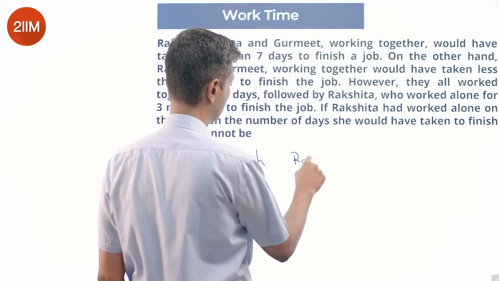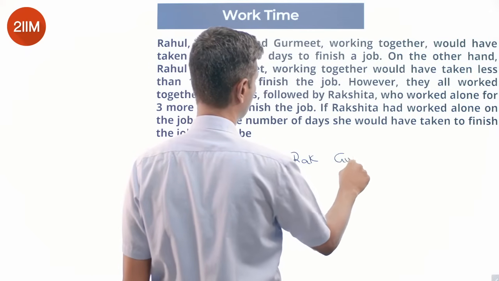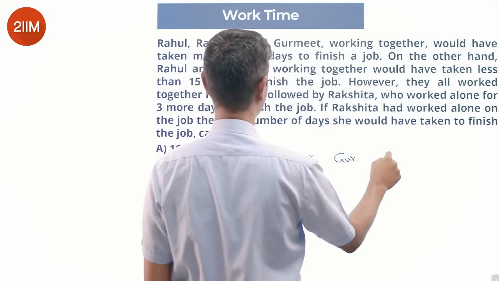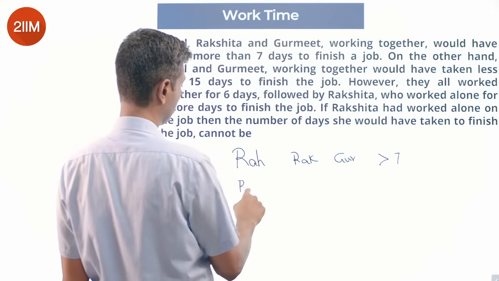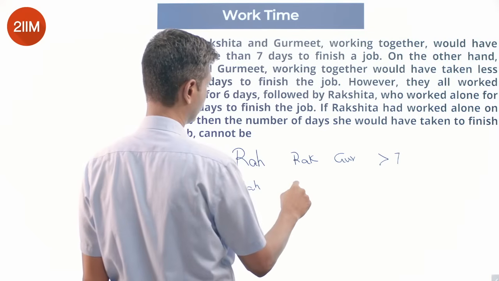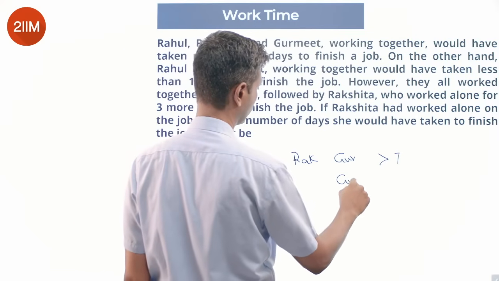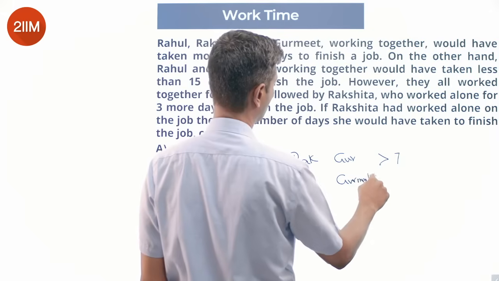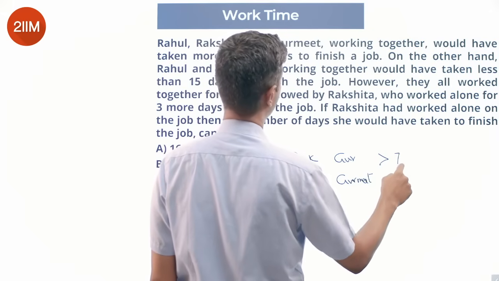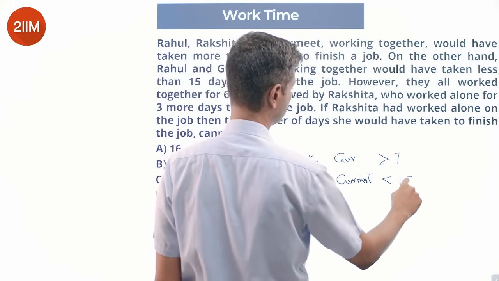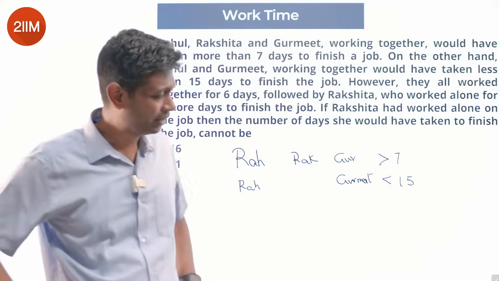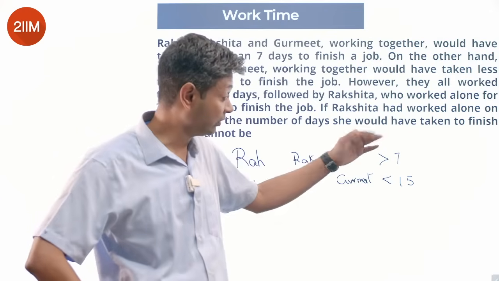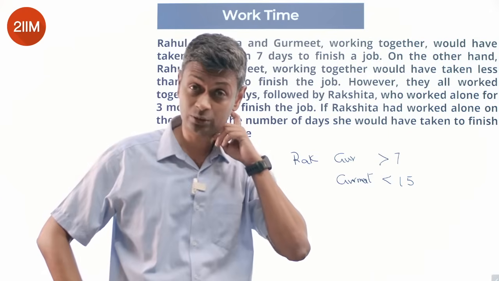Rahul, Rakshita and Gurmeet put together take greater than 7 days. Rahul and Gurmeet together take fewer than 15 days. And I thought I could make some inference from here. It was greater than 7, less than 15, twice of 7 is 14. I thought this could work.